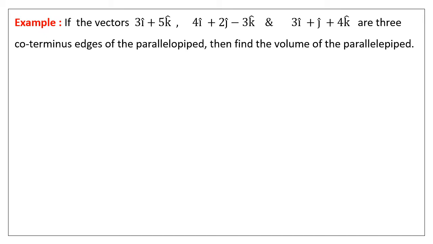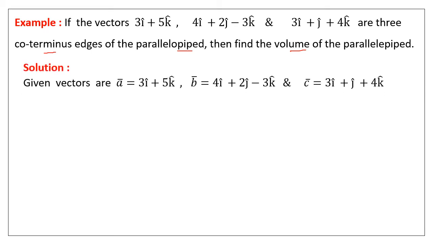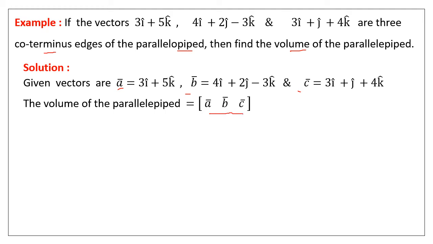If three vectors are given as the coterminous edges of a parallelepiped, then find the volume of the parallelepiped. Solution: write down, student, the given vectors as A bar, B bar and C bar. Now we know the volume of parallelepiped equals the box product A bar, B bar, C bar, which is nothing but A bar dot B bar cross C bar.